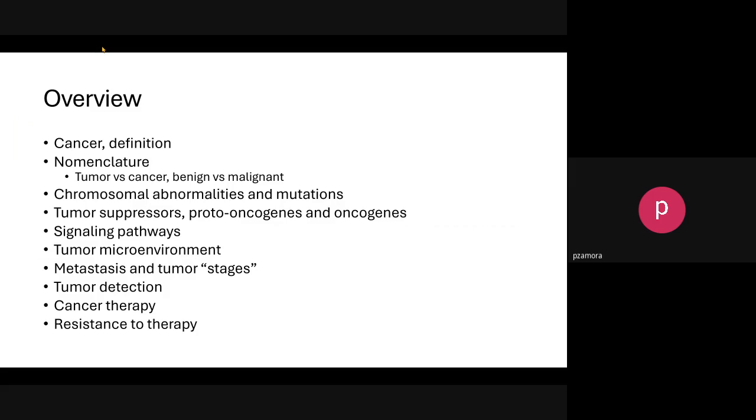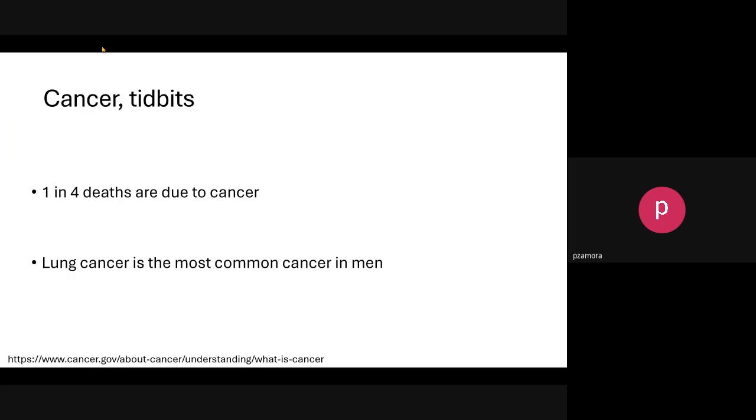First, going to talk about cancer and what it is, talk about some of the nomenclature, what's the difference between a tumor and a cancer, what's the difference between a benign and a malignant cancer, talk about chromosomal aberrations and mutations, tumor suppressors, proto-oncogenes, and oncogenes, signaling pathways, and a few other items. I'm hoping that we can get at least a good ways past halfway in each one of these individual topics today, just to give you an idea of where I think we're going to end up time-wise.